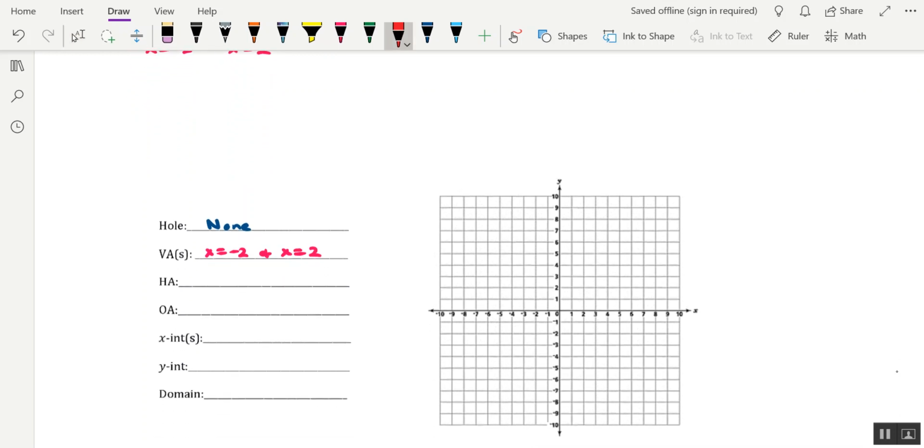This will actually help us get the domain now. The domain is going to be the set of all x such that x does not equal -2 and x does not equal +2. And the reasoning behind that is because the values of -2 and +2 create division by 0. So in terms of domain, those are bad x values, but in terms of vertical asymptotes, they're good for us because they tell us where they'll be in the graph.